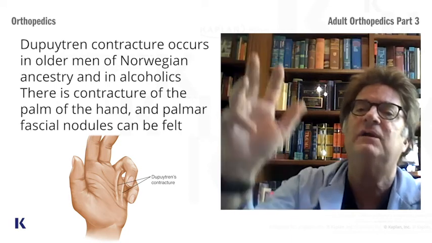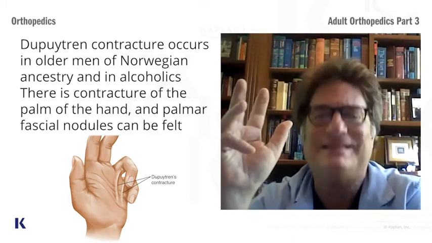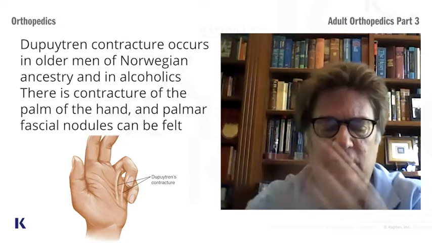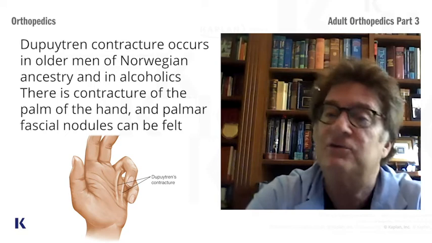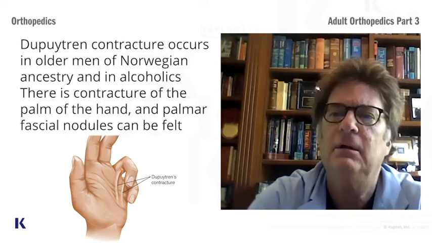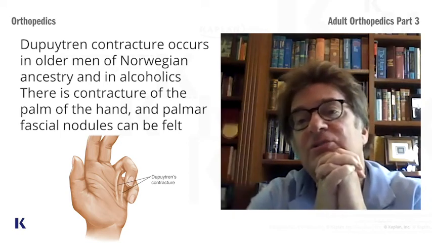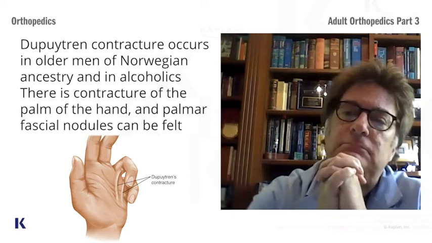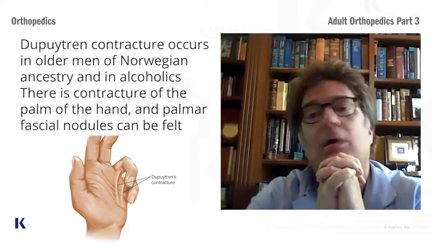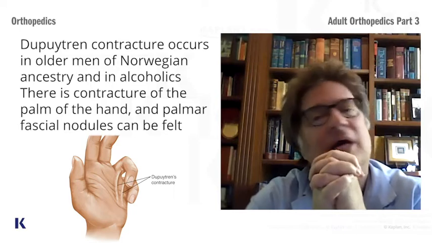Next. A patient comes in and they're either Norwegian or an alcoholic. Don't ask me why, I don't have the definitive answer. If you do, then you will win the Nobel Prize. But either Norwegian or an alcoholic, and their hand starts looking like this. That is called a Dupuytren's contracture. Common? Yes. Why it occurs in Norwegians more than others, I don't know. In alcoholism, there are a lot of theories.